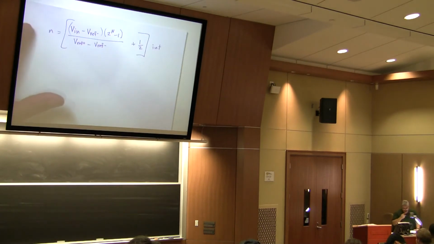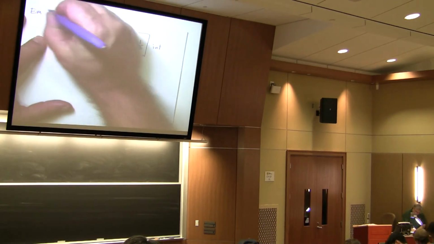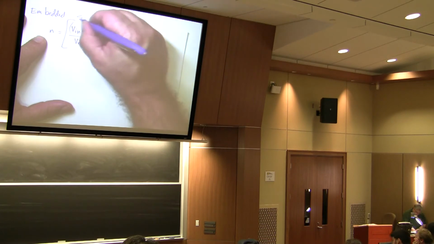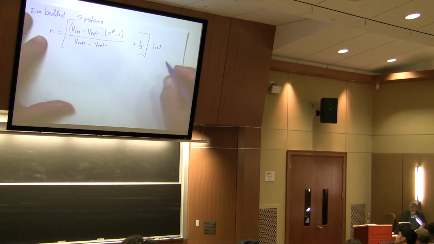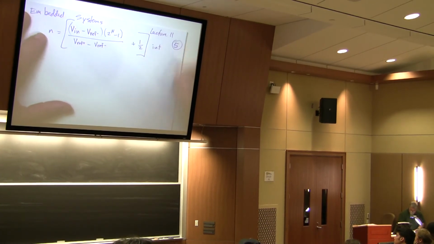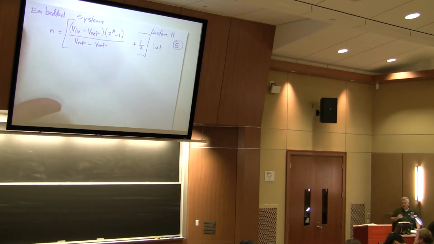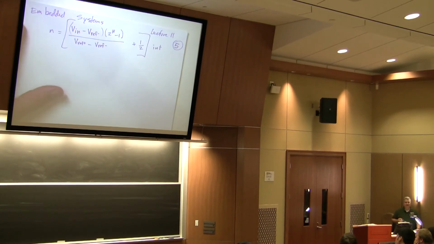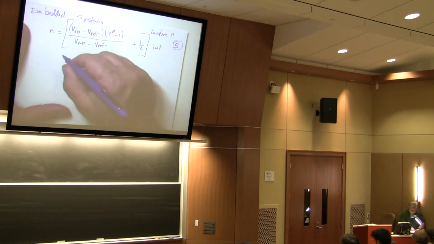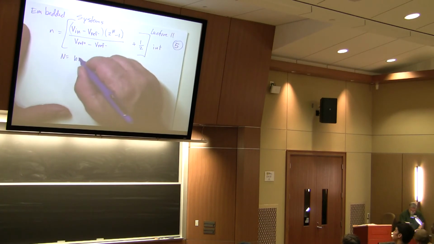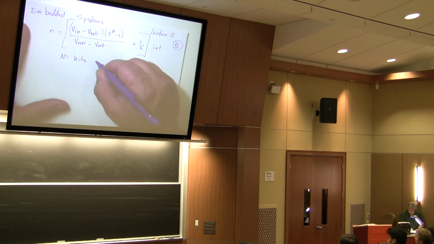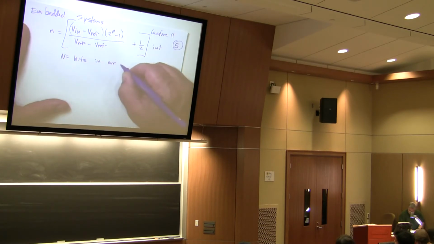And then we have a rounding function in here. Now, in our case, and what we've discussed before, Vref minus is almost always 0. It doesn't have to be, but we'll make it that way because we can make it easy. Oh, by the way, I'll just say, again, n is equal to bits in our ADC.